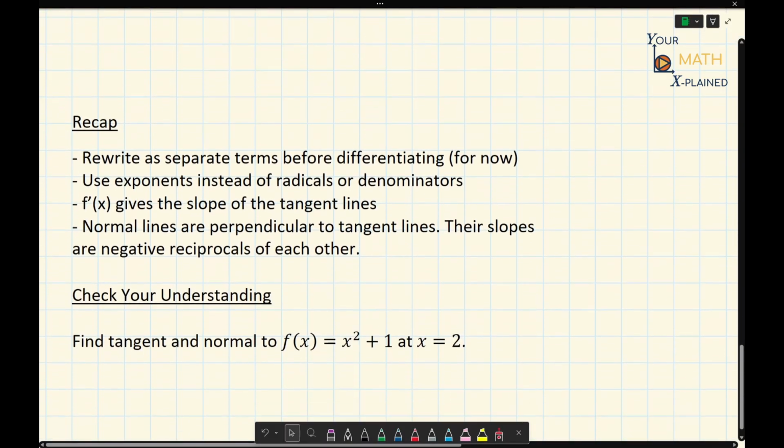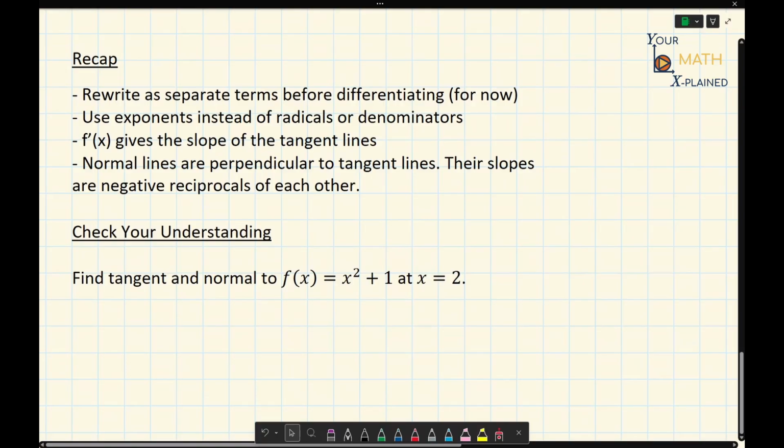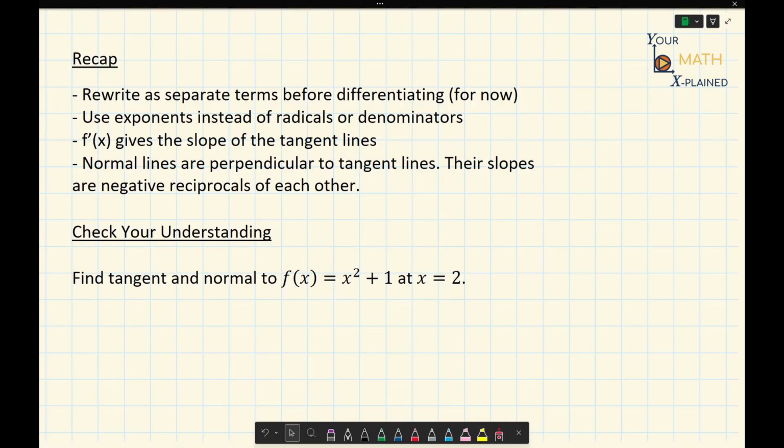And now let's do a quick recap of what we covered in this video. We saw that if our function included products and quotients of terms, we want to rewrite it before differentiating. So that means distributing the products and splitting up the fraction into sums and differences. And that's only for now, because in a future video, we'll learn how to deal with them. We saw that if we had radicals or powers of x in the denominator, we want to rewrite them as fractional and negative exponents instead.